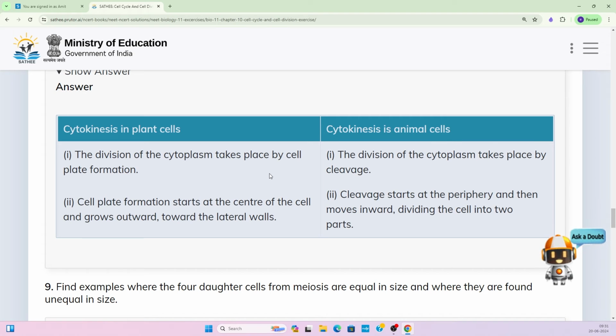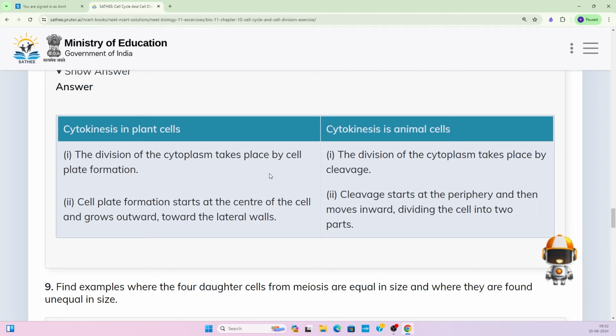Now, the second difference. The cell plate formation starts at the center of the cell and grows outward toward the lateral walls. So in the case of the plant cell, the division of the cell takes place from the center of the cell, and this division moves outward, toward the lateral walls.